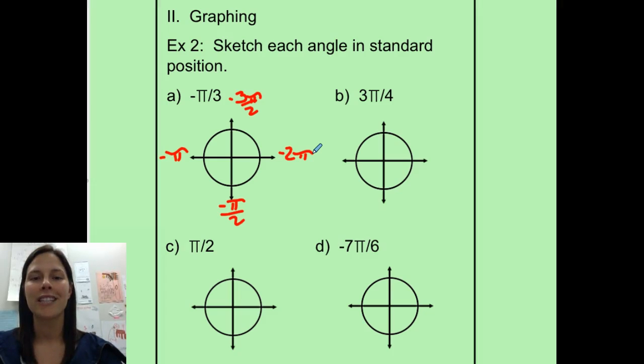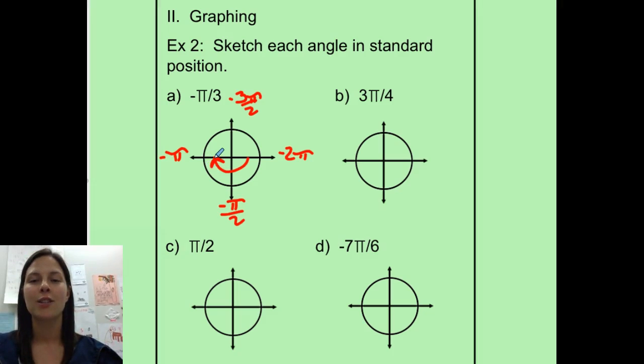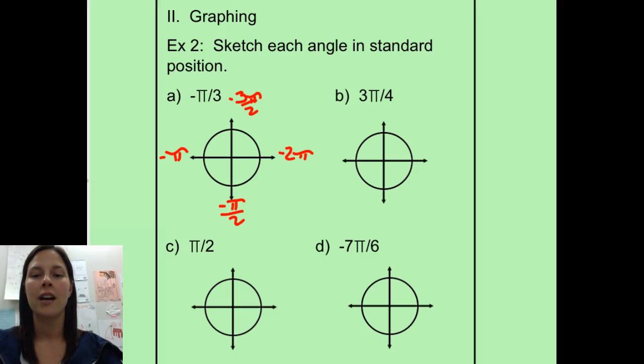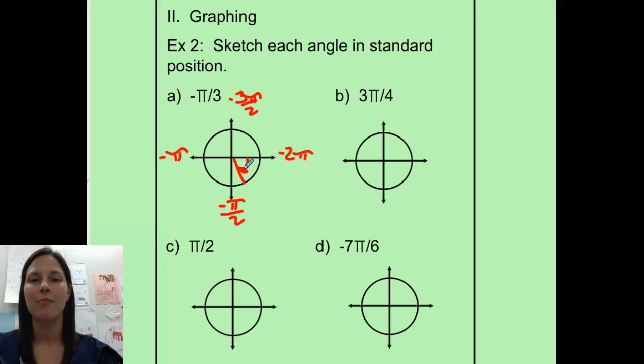So it's important to understand how pi over 3 relates to pi over 2. Is it larger or smaller? Think about your fractions. Is 1/3 larger or smaller than 1/2? If you take something and you cut it into halves versus thirds, a half is larger than a third. Another way to think about it is this is a full pi. We have 1/3 of that. So think about taking that half rotation and splitting it into thirds. We would end up shy of pi over 2. So that is a negative pi over 3 angle of rotation.